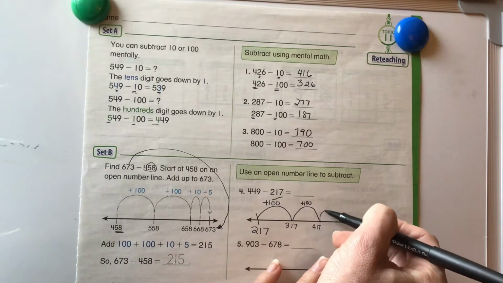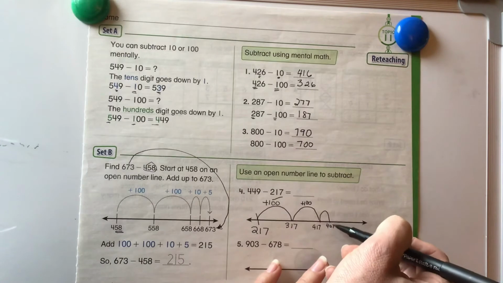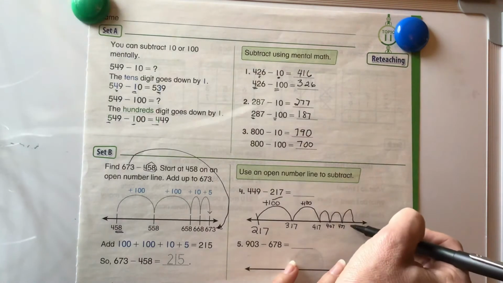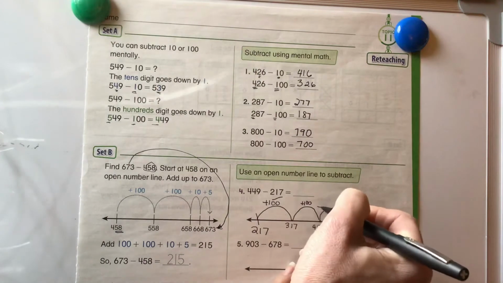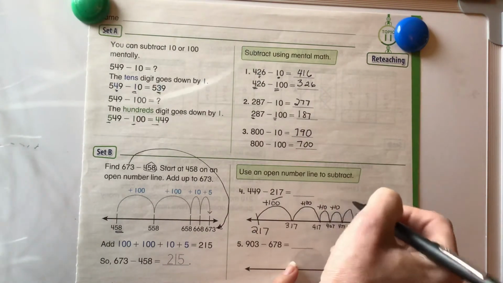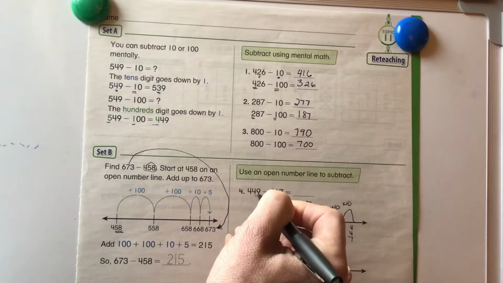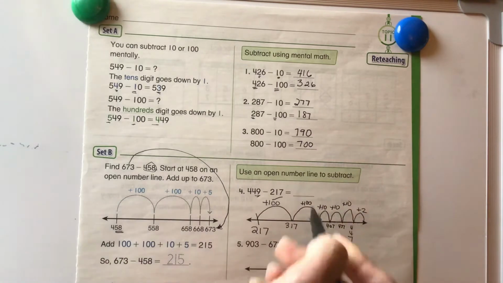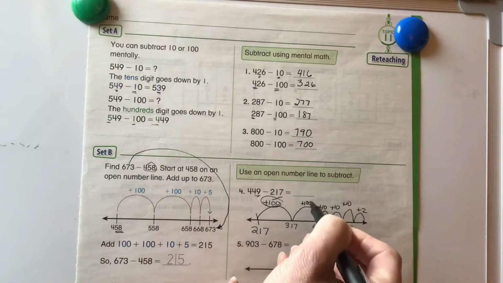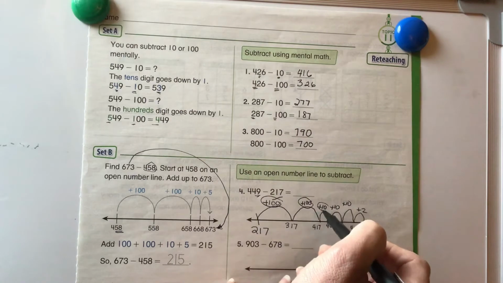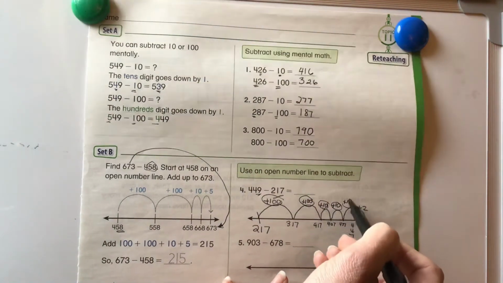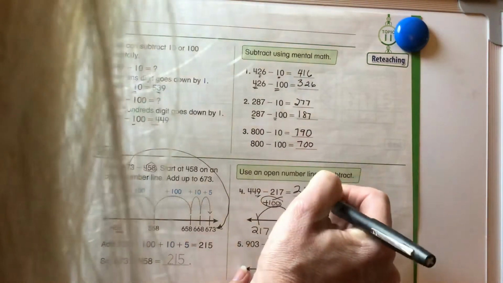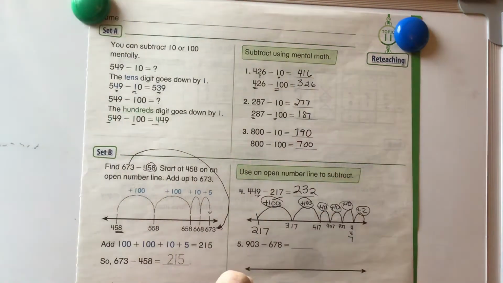427, 437, 447. So this was plus 10, plus 10, plus 10. But we need to get to 449. So I'm at 447, so I need to do plus 2 more. And then let's add how many we did. 100, 200, 210, 220, 232. So we've got an answer of 232. Okay, let's try adding up again.